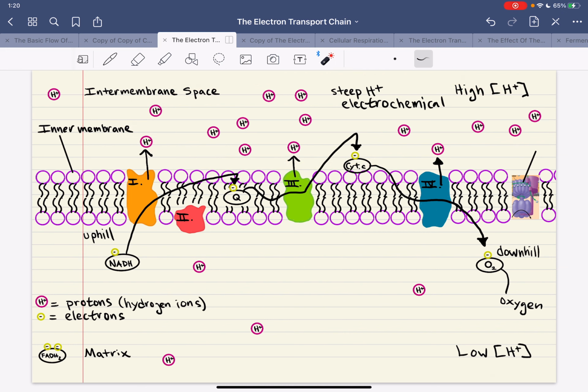So these protons, it's like water behind a dam. Okay, they really, really want to go to this side. And if we open up a little passageway for them to do so, they'll shoot right across that membrane with a tremendous amount of force. And we can use that force, that flow of protons, to finally make our ATP. And that's what we're going to do.